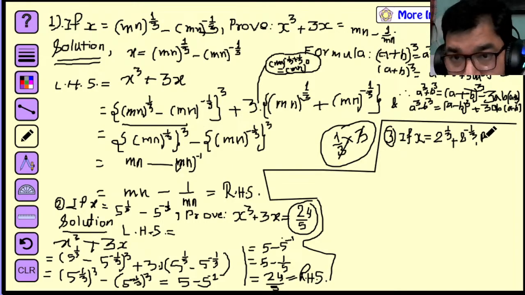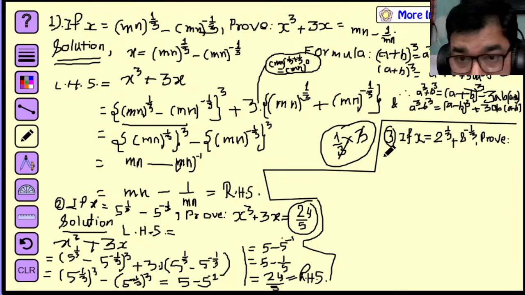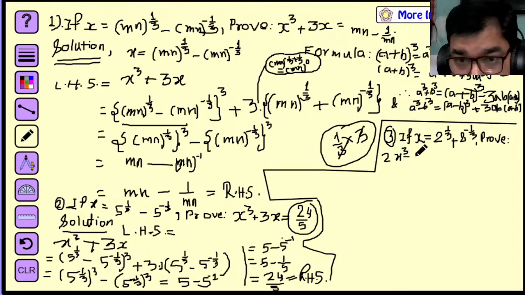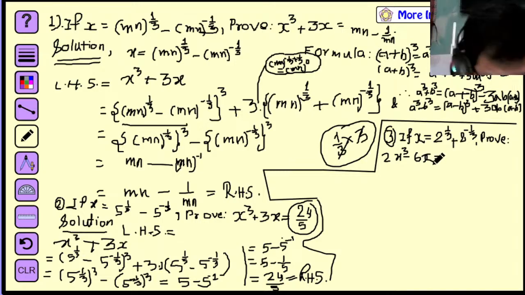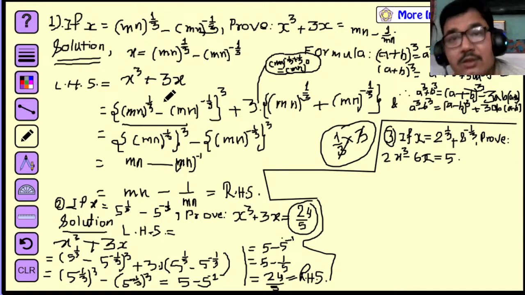Then comma, they write to prove. Question is given to prove that 2x cube, this is power 3, that is x cube, and minus 6x equals to 5. We need to prove this. Let's do this question also by similar process as we have done in question number 1 and 2.